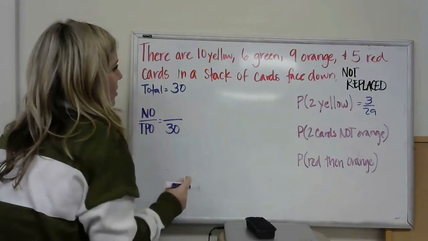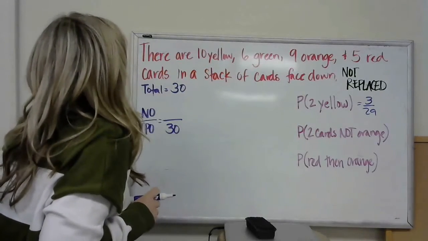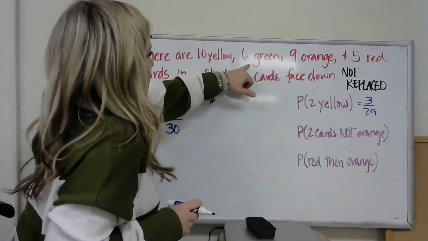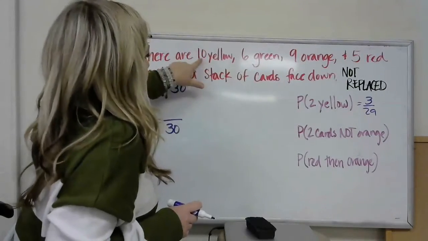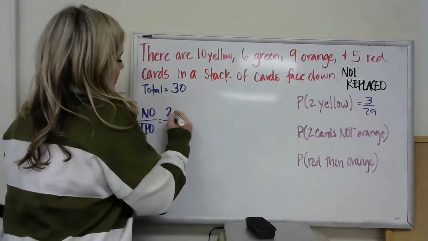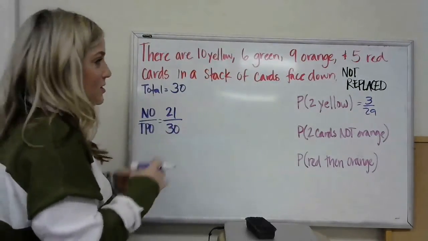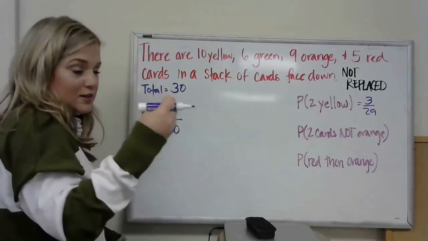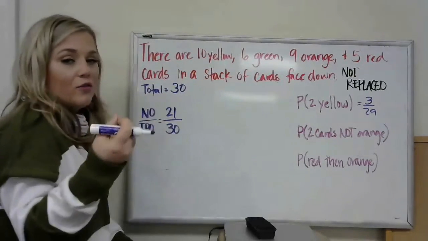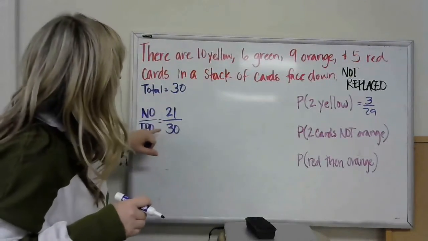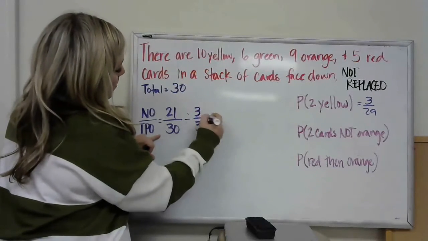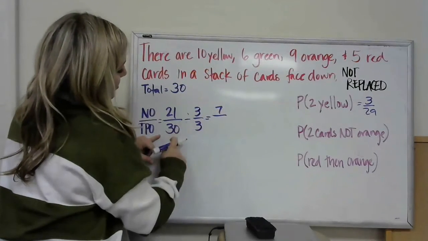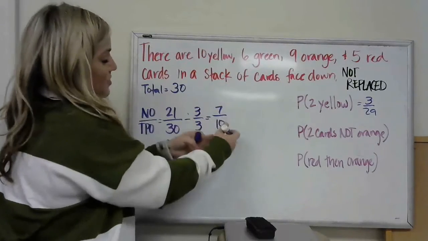Okay, 30 possible outcomes. So we have green and red, 5 green, 6 red, and 5 is 11, and 11 plus 10 is 21. So we have a 21 out of 30 chance of pulling a not orange card on our first attempt. I can see that this will reduce by 3. 21 divided by 3 is 7, and 30 divided by 3 is 10. That is as reduced as it'll get.